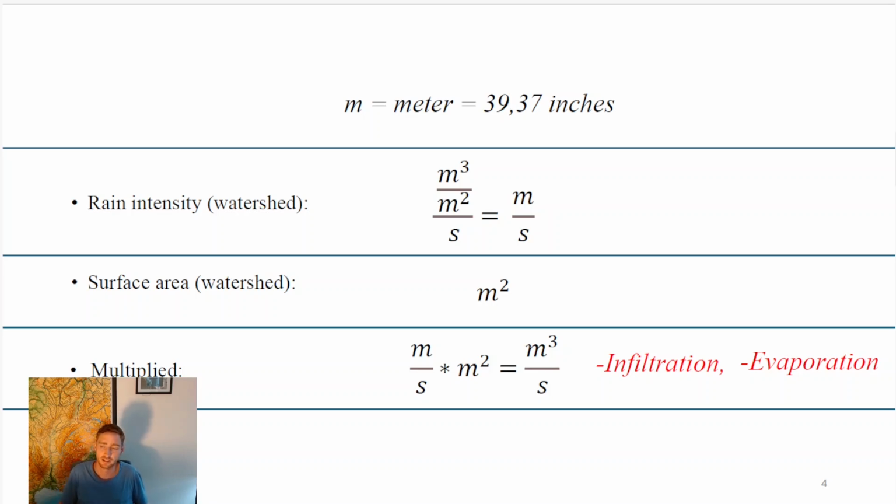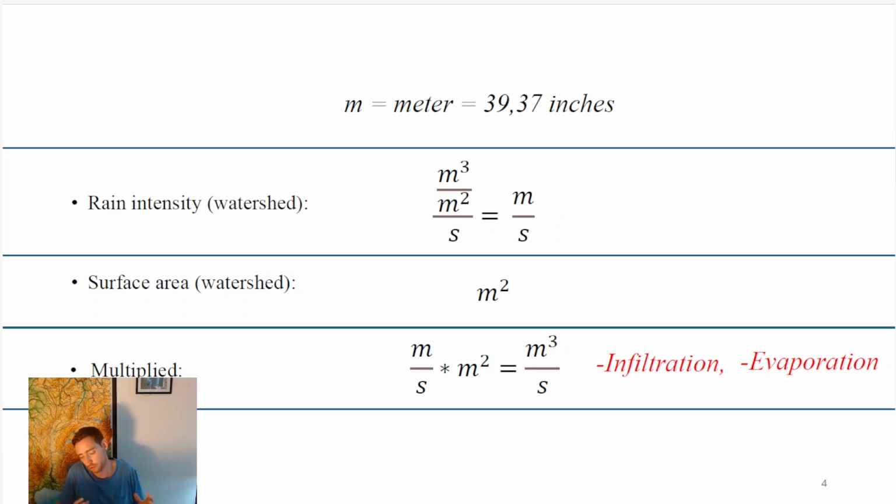Now, the second thing that we have to look at is the surface area of the watershed, which is, of course, dimensionally square meters. And if you were to look at the intensity of the runoff, which is what causes the flood, then we're multiplying the rain intensity with the surface area of the watershed. And that gives us something in the dimension of cubic meters per second, right?